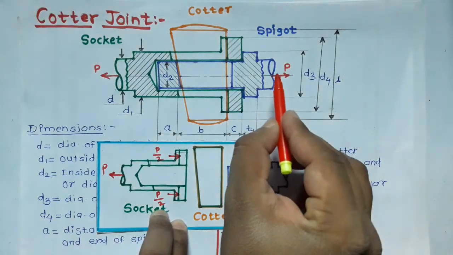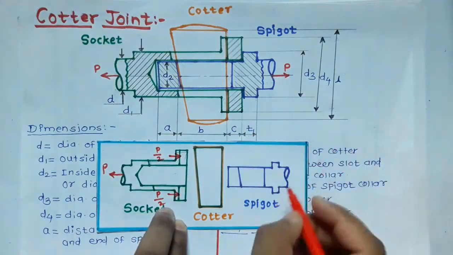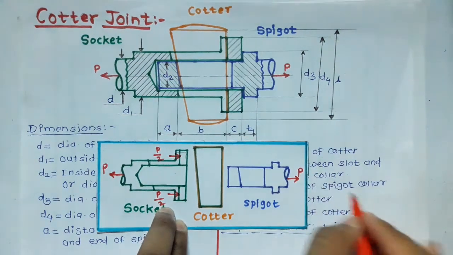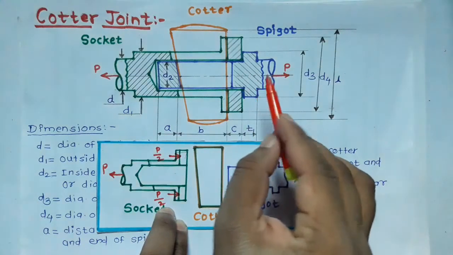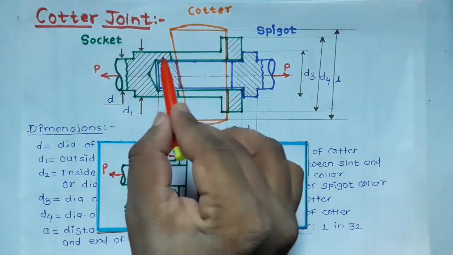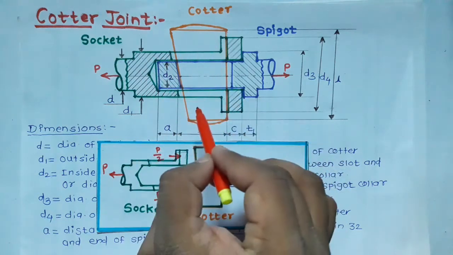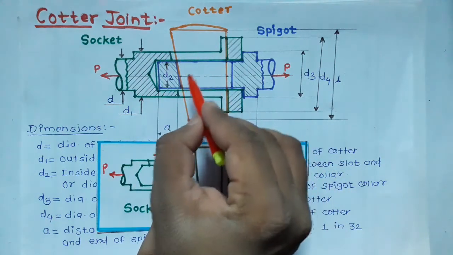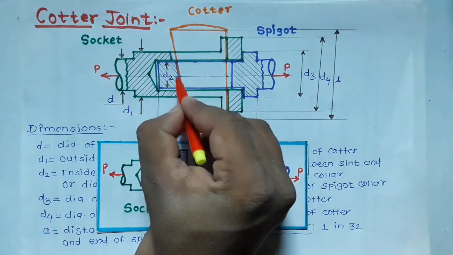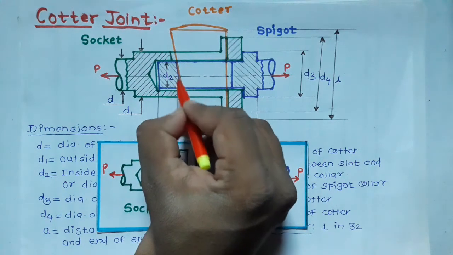Now on the spigot, force P is applied towards the right side, that we can show here. So this is the force P which is applied towards right side on the spigot, and this spigot is pulled towards left side by this socket with the help of Cotter. Hence the Cotter exerts force here on this surface of this slot of this spigot.